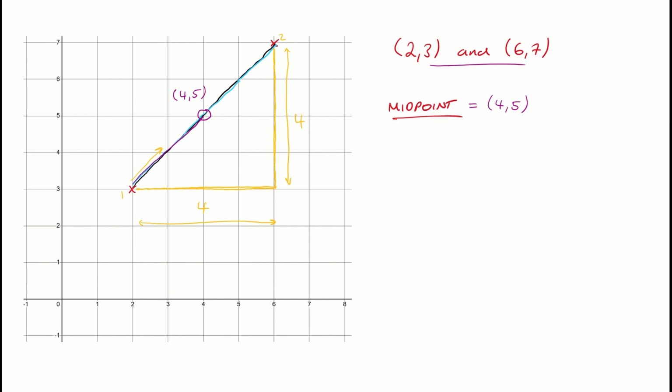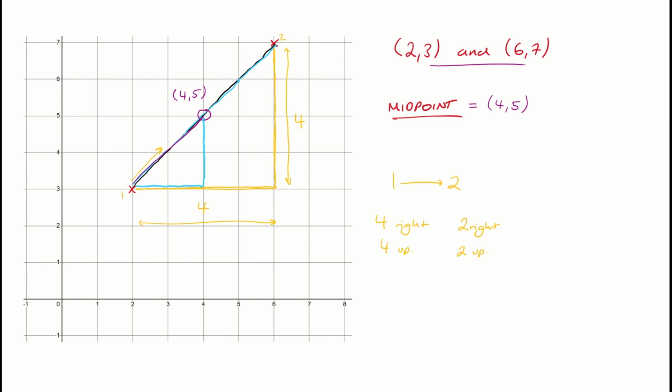So to go from point 1 over to point 2, we've gone 4 to the right and 4 up. So if we want to do exactly half of that, well, let's only go 2 to the right, and then let's go 2 up. So we'll see what that looks like. So if I go 2 to the right instead, I go 1, 2, and then I go 2 up. I go 1, 2 here. Okay, so I end up at that same point, 4, 5.